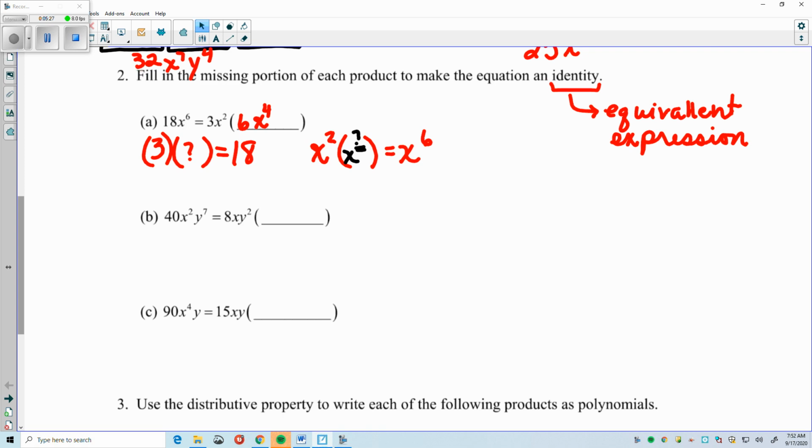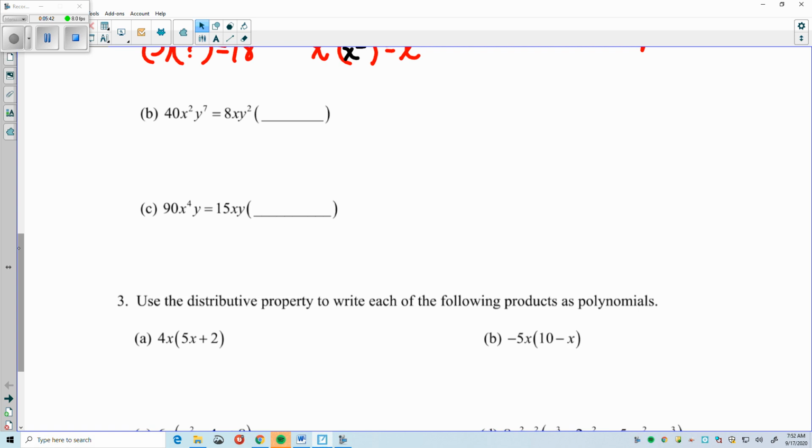Okay, now you can always go back through and distribute this through and check, does this 3x squared times 6x to the 4th, when multiplied, equal 18x to the 6th? And it does. Okay. Same thing on letter B, but again, now we have x's and we have y's and we have constants. So we just do it part at a time. Okay, so I'd start with my constant and I would say 8 times what is going to get me 40, and that would turn out to be 5. 8 times 5 gets me 40.